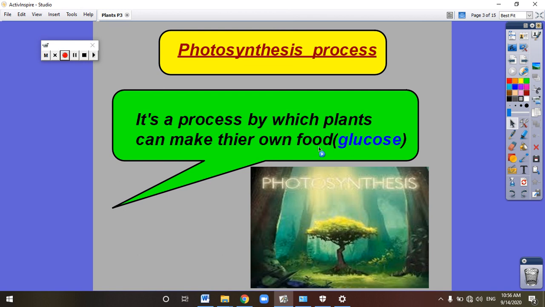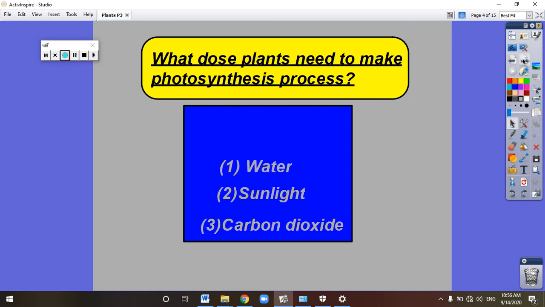Okay, what is the name of the food of the plant? It's called glucose. So when the plant is cooking, that's called photosynthesis. The food of the plant is called glucose. Okay, so how can the plant make its own food?